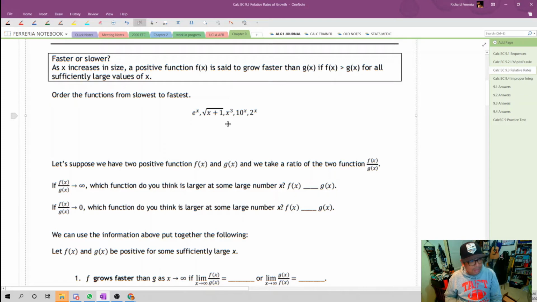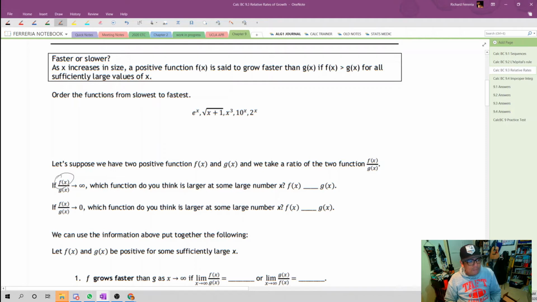But let's suppose we have two functions, f and g, and we look at the ratio of those two functions. If that ratio goes to infinity, that seems to imply that the top function, the numerator, is going to grow faster than the denominator. And that kind of makes sense because, if the numerator grows faster than the denominator, whatever we have is going to get more and more positive, bigger.